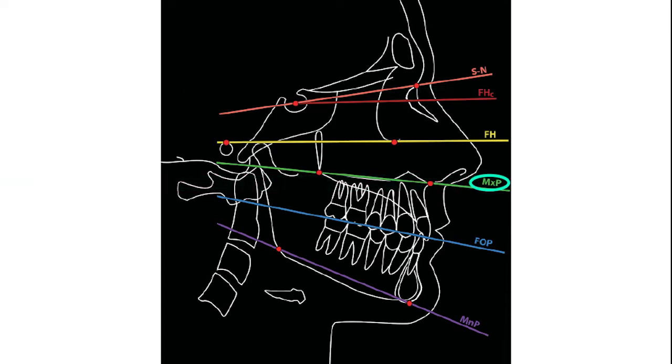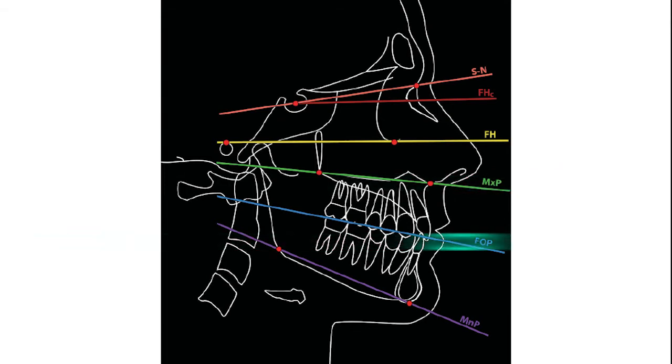Maxillary plane, MXP. It is also called the palatal plane. It is defined as a line joining the posterior nasal spine (PNS) and the anterior nasal spine (ANS).